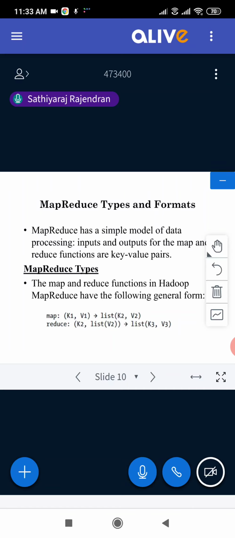This map reduce types and formats is again a big chapter. In the syllabus it is a topic, but in the textbook it is one of the chapters. There we will be talking about the various input types and various output types, and the various formats that are supported for input and output in map reduce. So we'll be talking about that in map reduce types and formats.